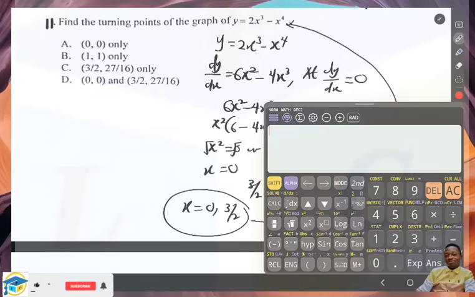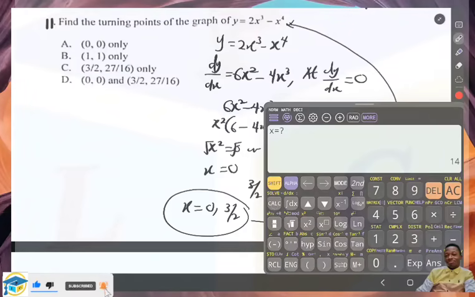On your normal calculator, you enter the function y equal to 2x cubed minus x to the power of 4. So you have 2, alpha x, cube, minus x to the power 4. Once you get this function on your calculator, all you want to do is press solve, which in my case is below the shift.